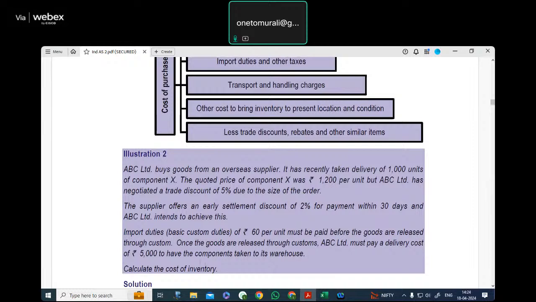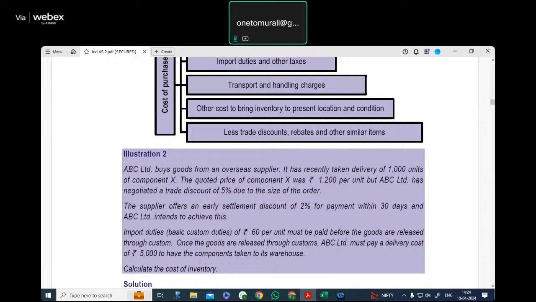Import duties, basic customs duties of rupees 60 per unit, must be paid before the goods are released through customs. Once the goods are released through customs, ABC must pay a delivery cost of rupees 5,000 to have components taken to its warehouse. So what are the items that we have got to take up?